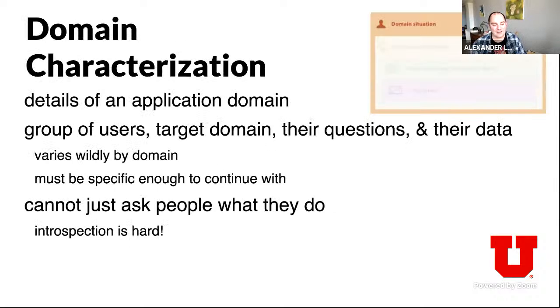Okay, so now let's talk a little bit about this domain characterization. This is really all about the details of an application domain. What is this group of users? What is this target domain? What are their questions and their data? As you can imagine, this is extremely diverse. There are many, many different problems out there in the domain that don't seem to have anything in common. But one thing that is important here is that these problems need to be specific enough so that you can actually run a project. It can't be just, oh, I want to understand something X, Y. It has to be a little bit more specific. Like, we have this data set.